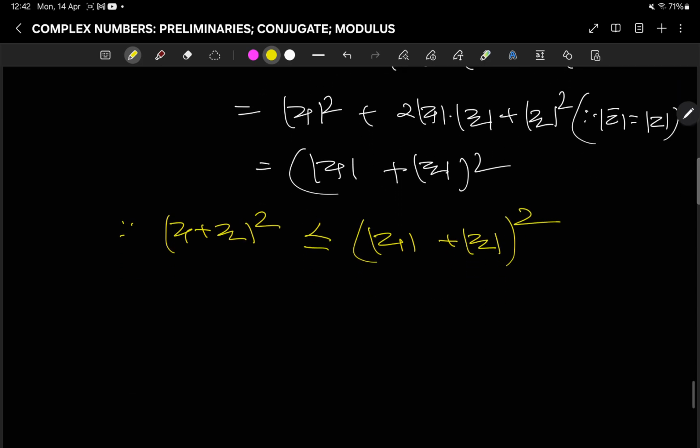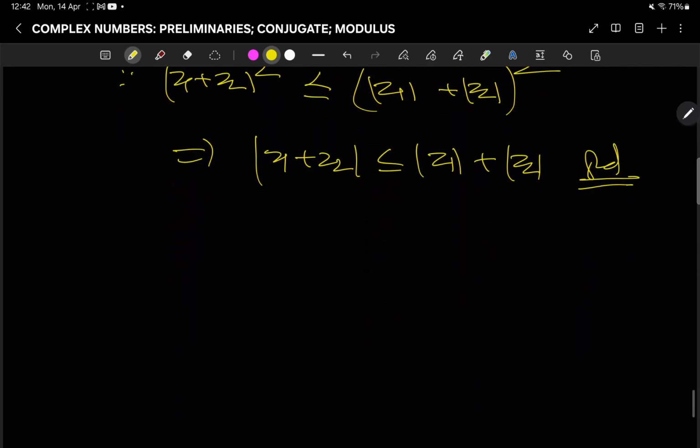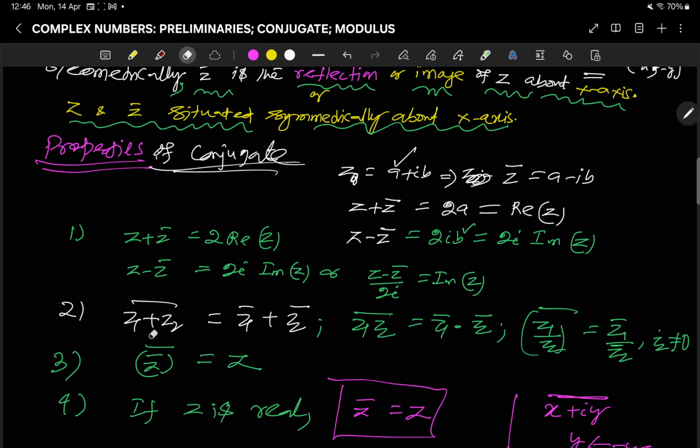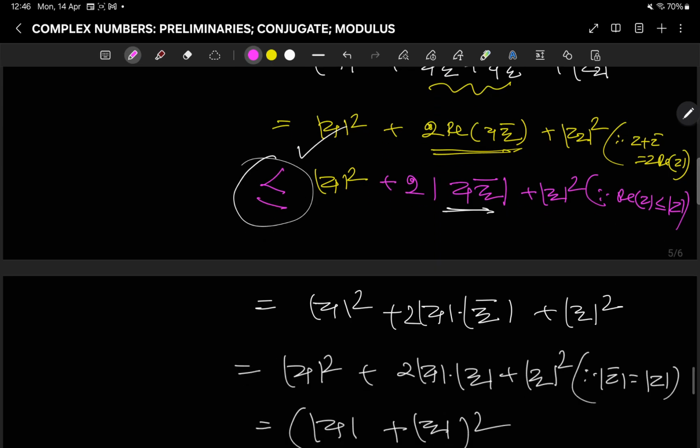Now taking the square root on both sides, we are getting mod z1 plus z2 is less than or equal to mod z1 plus mod z2. So it is proved. Likewise you will be able to prove the next one. This will also work for z1 minus z2. Both for plus and minus it will work. So in view of this we can prove it.